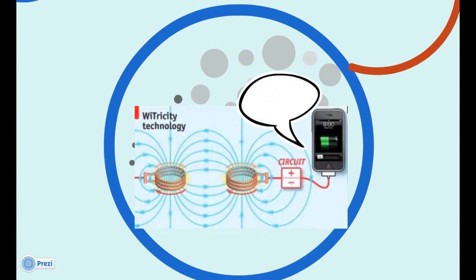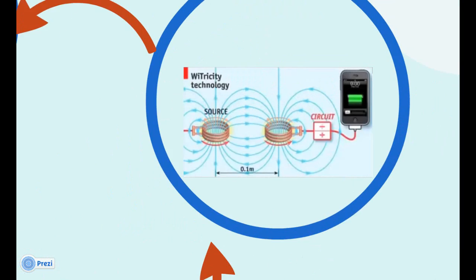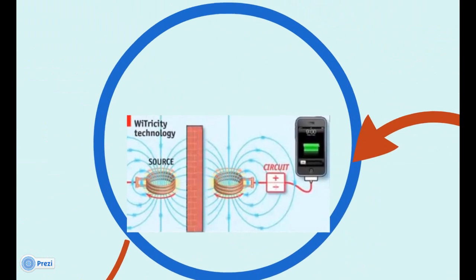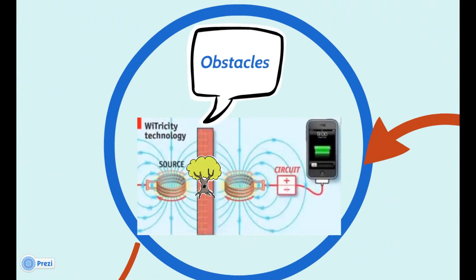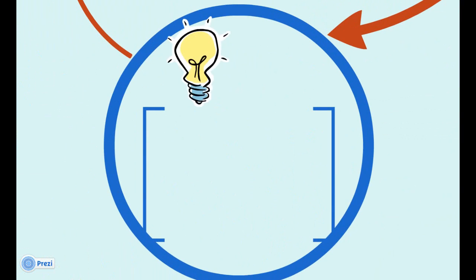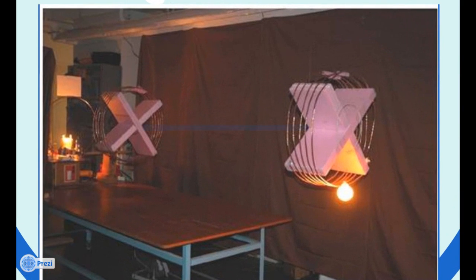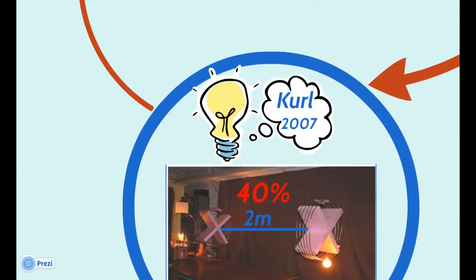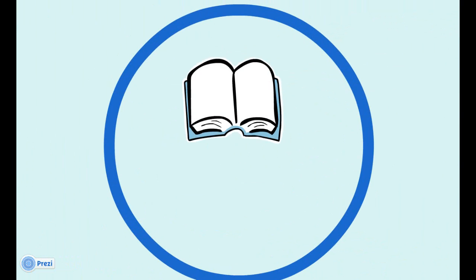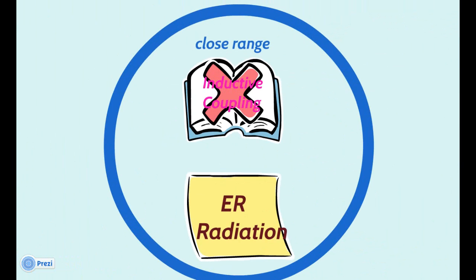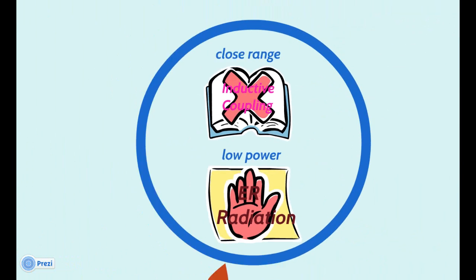By attaching the second coil to devices, such as a mobile phone, this current can be made to do useful work. The source can be either centimeters or meters away from the device being powered. It can deliver power through walls or other obstacles. The preliminary experiment was done by Kurz et al. in 2007. He powered a 60-watt light bulb from a distance of 2 meters away with about 40% power transfer efficiency. It is significantly different from inductive coupling, which was limited to very close range, or EM radiation, which was restricted to low power, a few milliwatts of energy transfer.